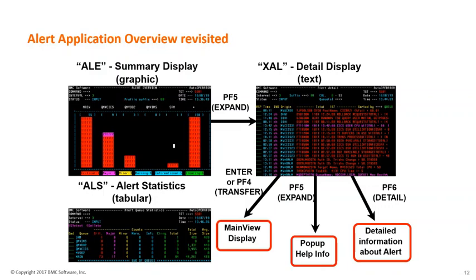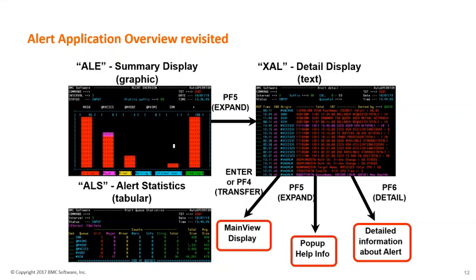Within MainView AutoOperator, we display the alerts in 3 different formats. The first is the summary graphic display, which displays bars of the various severities of alerts broken out by queues. From there, we can do a PF5 or expand, or we can go to the alert detail display, and we'll see a list of all the alerts with their message text as well as their origins and some other things that we can view.